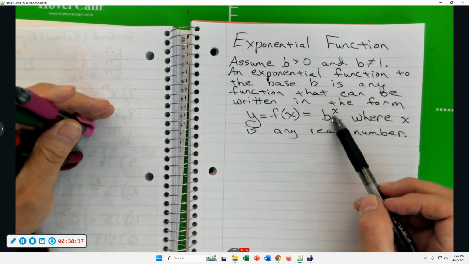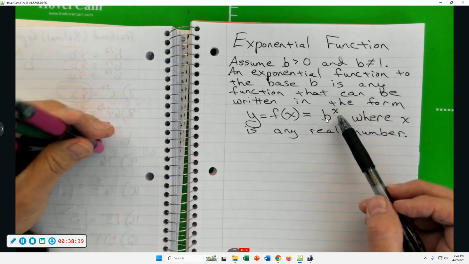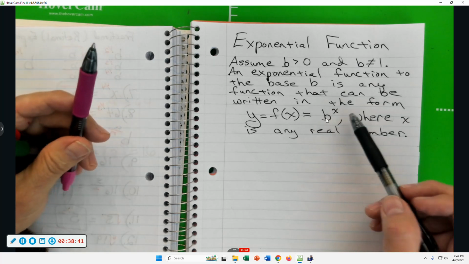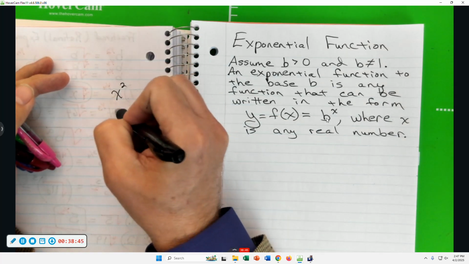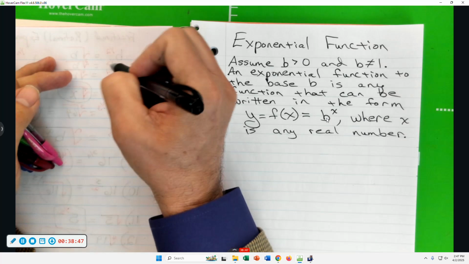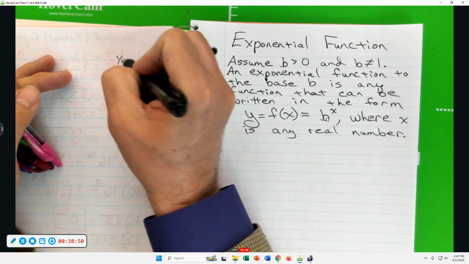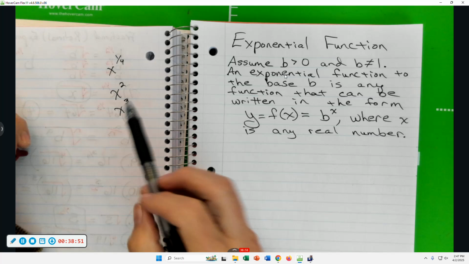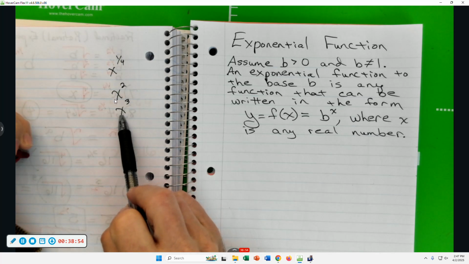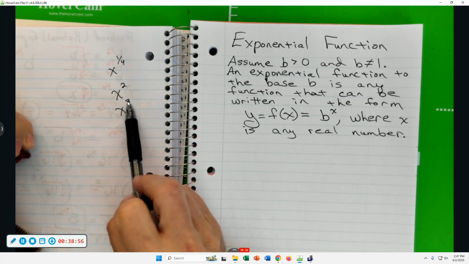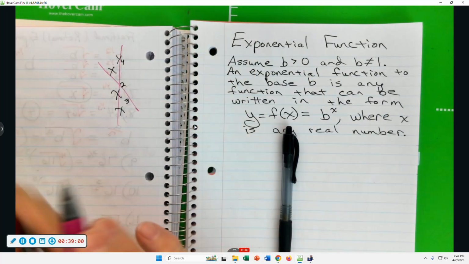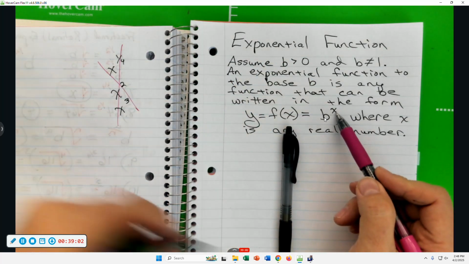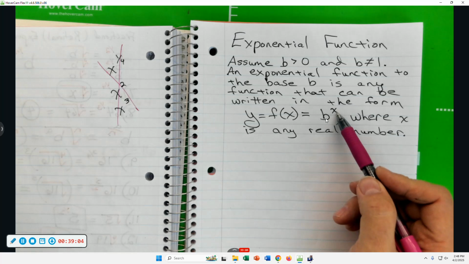What's important here, we have not seen anything exponential this semester. We've seen things like x squared and x cubed. Now we've even seen things like x to the 1/4. But the variable has been the base at all times. The power has been a number. That is no longer the case with exponentials. The exponent is where the variable is located, okay?